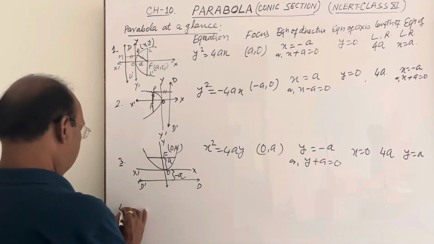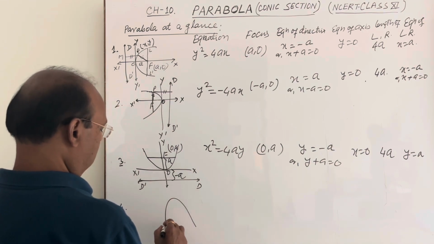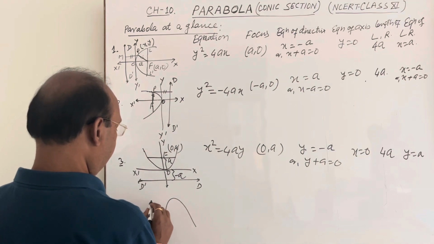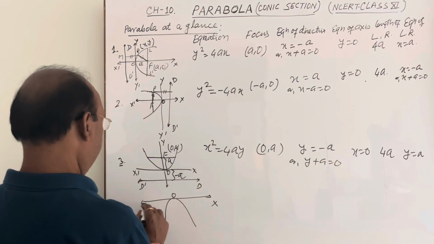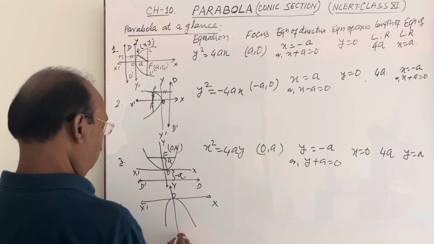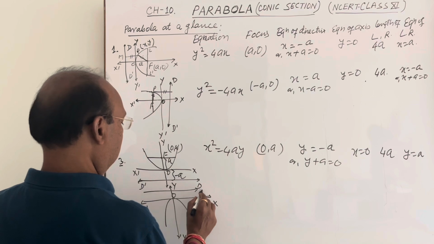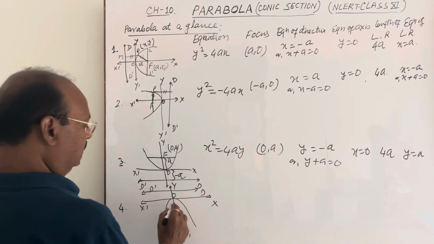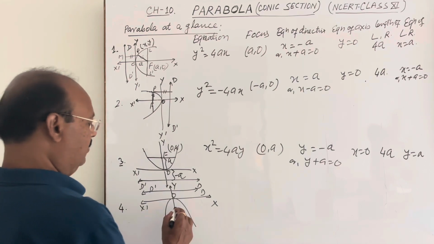And fourth case, when parabola is open in the downward side, below, okay, and this is x-axis, x dashed, and this is y-axis, y dashed, and suppose this is directrix, d dashed. So in this case, focus will lie in the lower side of this origin. So its coordinate will be how much?